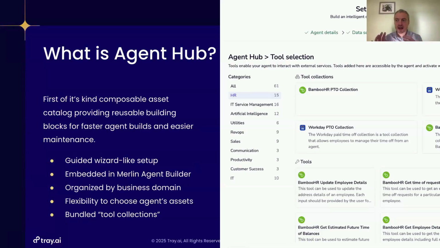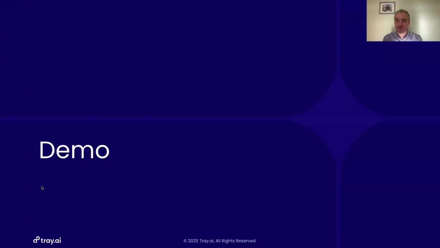And you can organize it by business domain. You've got the flexibility to choose the agent's assets depending on the agent use case. And it's bundled around what we call tooled collections. So, for instance, if you wanted to do it for an HR agent or a certain component within an HR agent, that's all very easy and customizable to be able to do. So, without further ado, I'm going to hand it over to Tom and we're going to jump into the demo.